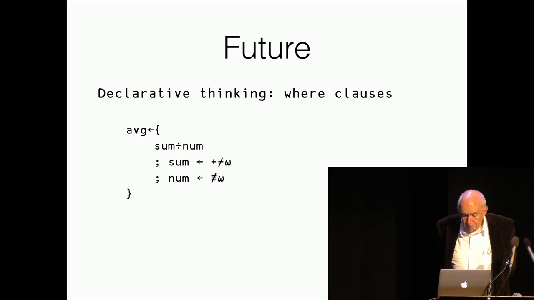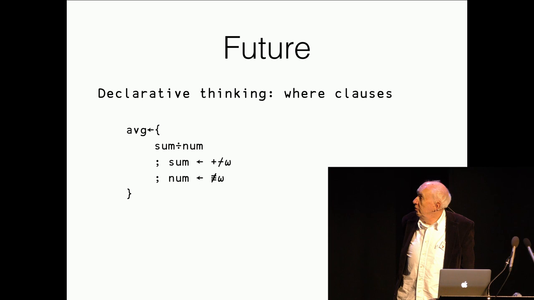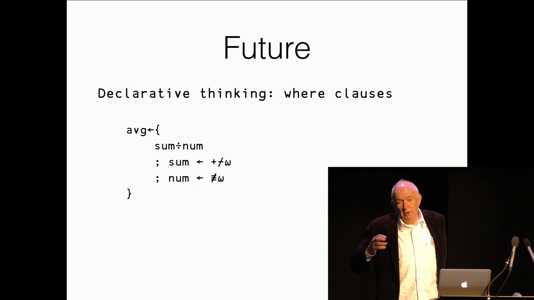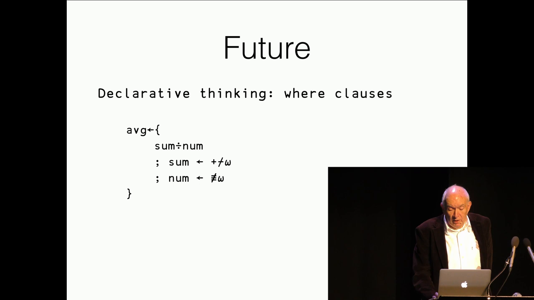The way to read this is average is sum divided by num, we know that. And then you read the semicolon as where sum is sum of the items of omega, and num is the count, the tally of omega. So that kind of reverses the thing, and I suggest it gives it a more declarative feel. And it doesn't conflict with anything we have at the moment.